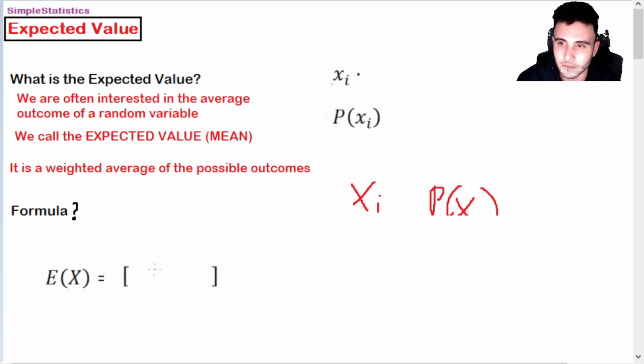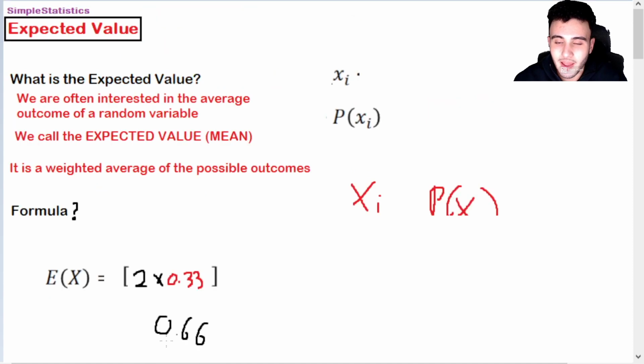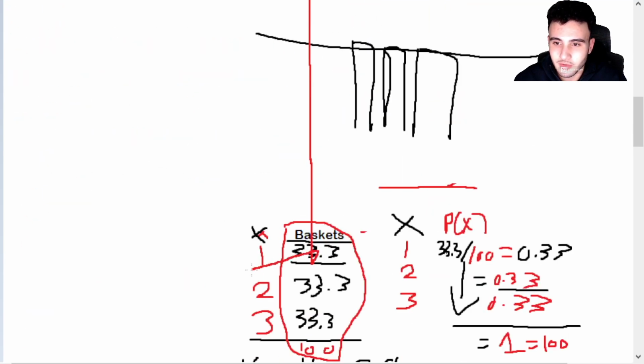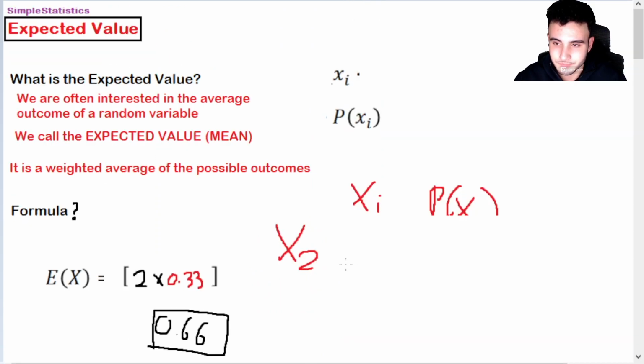Let's say we wanted to find it for 2, which is our x, and we multiply it by the p of x, which was 0.33. When we do that, we would get 0.66, and that would be the expected value for x2, which is showing you x2 right here, the probability of having 2 pieces of chocolate in a basket for that example I was using.